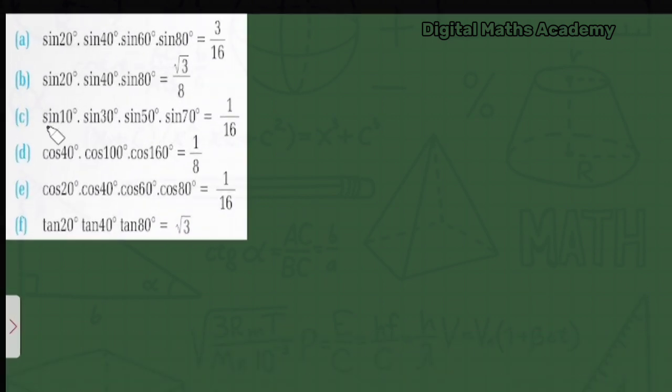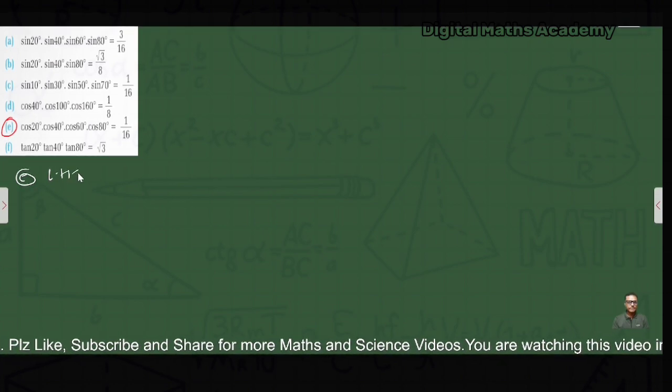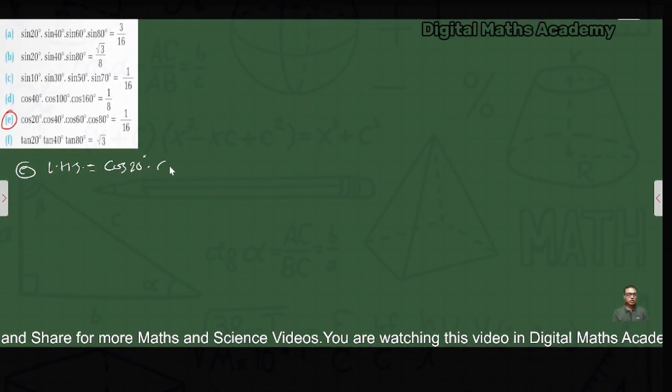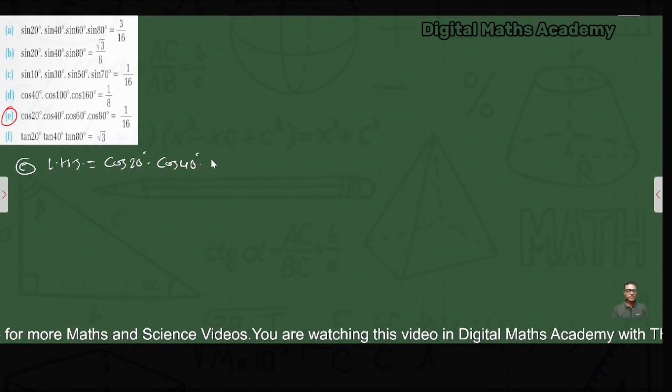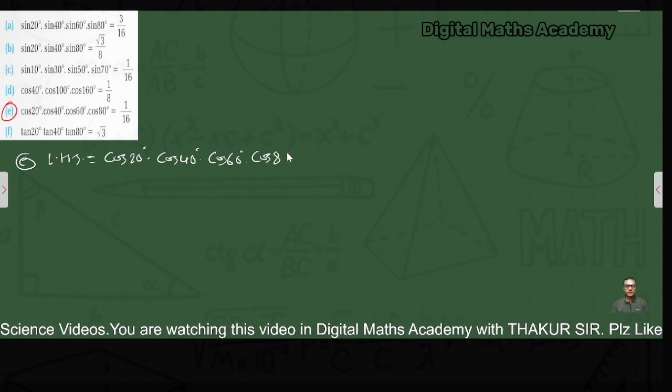Question number B and C are similar to that of A, and D and E are also similar. So let's do the question number E. So in the question number E, first we have to choose left hand side. Left hand side is cos 20 degree dot cos 40 degree dot cos 60 degree dot cos 80 degree.